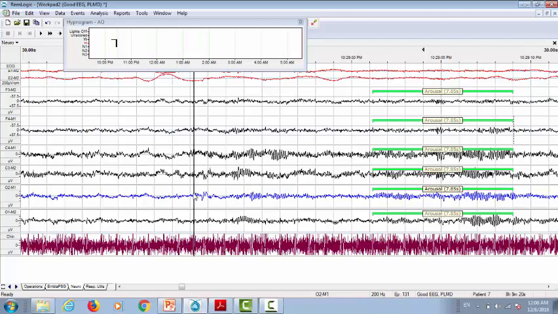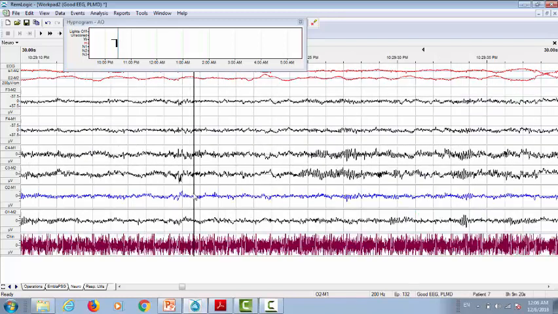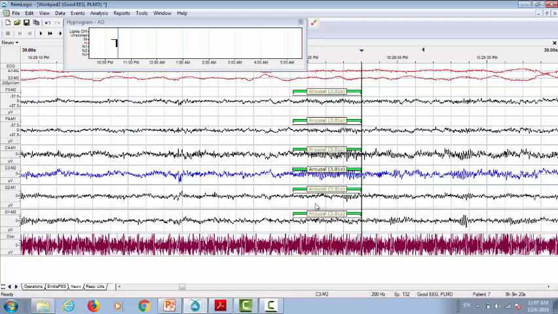However, the epoch itself should be staged as N1. Continuation of slow eye movements. The majority of the epoch is comprised by LAMF. However, here we started to have an abrupt increase in the EEG frequency for more than 3 seconds. The epoch should be scored as N1.